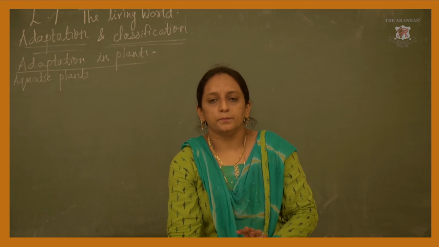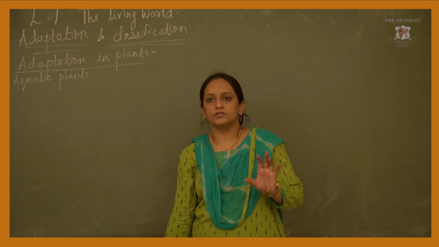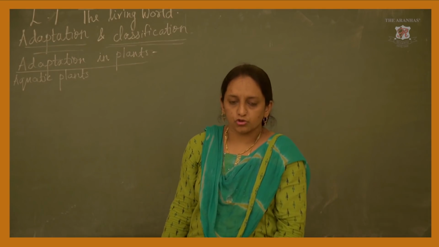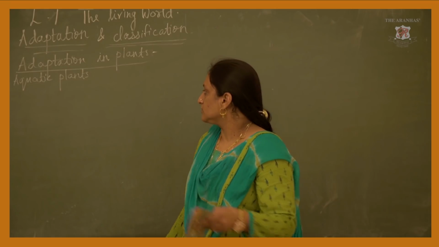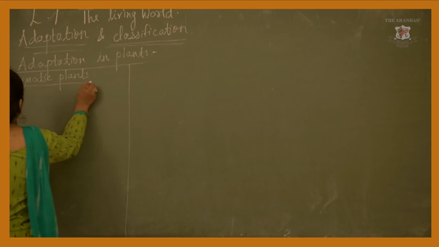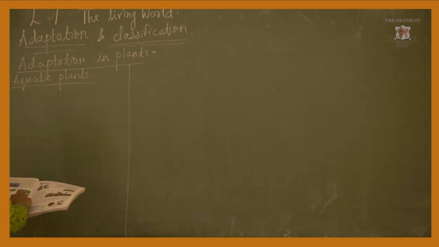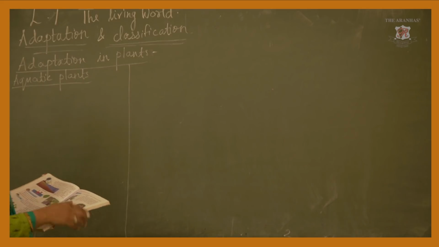The main simple example is lotus. Everyone knows the lotus flower. It grows in water. Now what comes to your mind when we take the name of the lotus? Lotus is classified under aquatic plants. How are the body parts of the lotus? How is it adapted to growing in water?